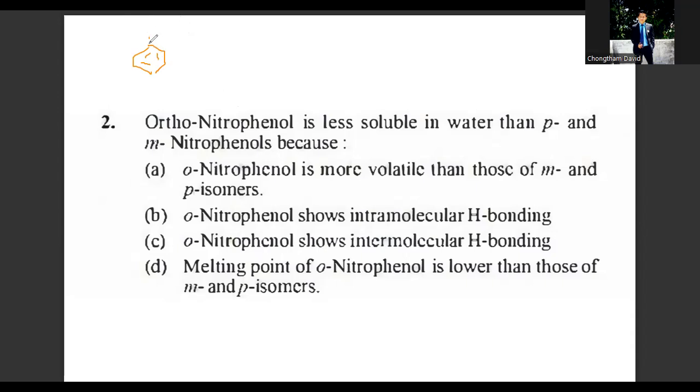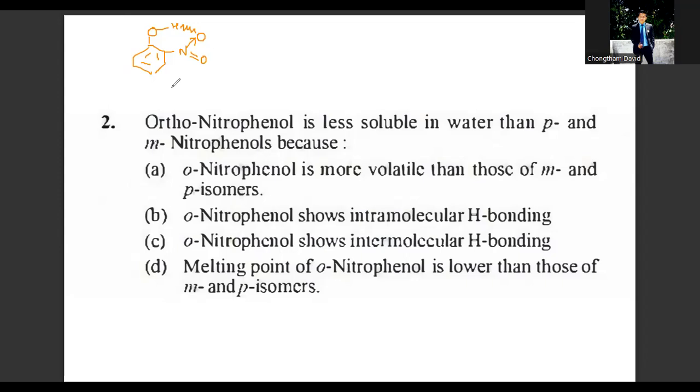This is your benzene ring and hydroxy group is present here. Nitro. Now there will be intramolecular hydrogen bonding present in orthonitrophenol. It shows intramolecular, not intermolecular, and it forms something like chelate. Compounds involving chelation become nonpolar, remember, and consequently such compounds are soluble in nonpolar solvents like ether, benzene, etc., and are only sparingly soluble in water, which is polar in nature.